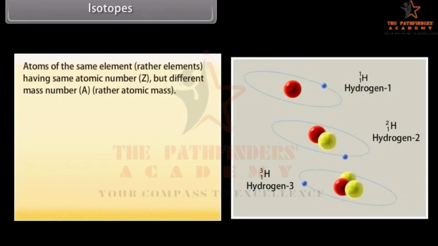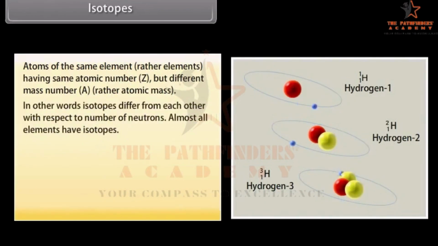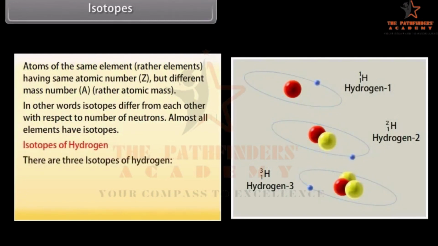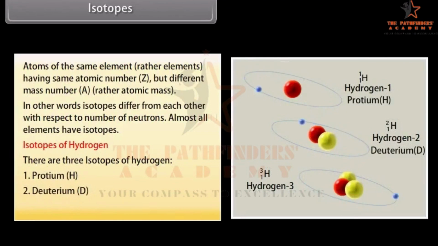Isotopes are atoms of the same element, or rather elements having the same atomic number Z but different mass number A, or rather atomic mass. In other words, isotopes differ from each other with respect to the number of neutrons. Almost all elements have isotopes. Isotopes of hydrogen. There are 3 isotopes of hydrogen: 1. Protium. 2. Deuterium. 3. Tritium.